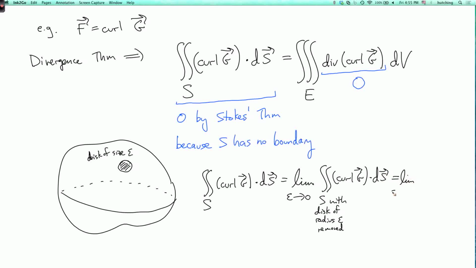And by Stokes' theorem, this is the limit as epsilon goes to 0 of the line integral over the boundary curve. So this little disk has a boundary curve C. It's the boundary of the disk of radius epsilon. And it'll have a funny orientation because it has to be oriented as the boundary of the rest of S. So it's going to be oriented going clockwise, like that, of G dot dr. But if you take the same vector field and integrate it over smaller and smaller curves, in the limit you're going to get 0. Okay? So that's just a basic example to show you what the divergence theorem is saying. In the next lecture segment, I'll show you how you can use the divergence theorem to do calculations.